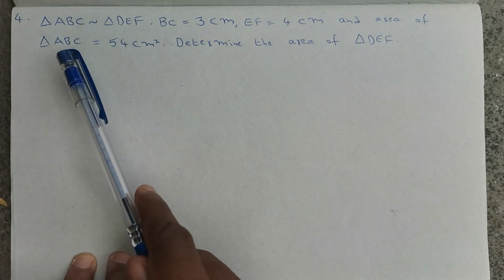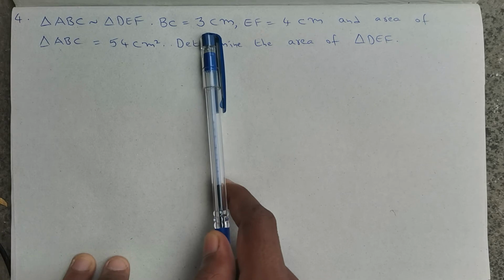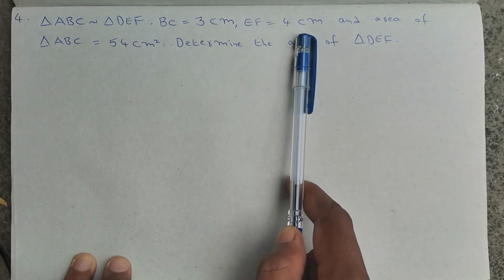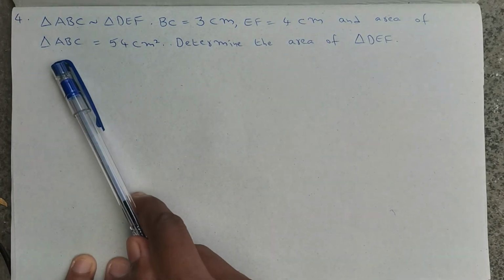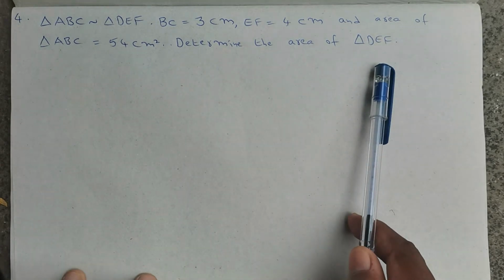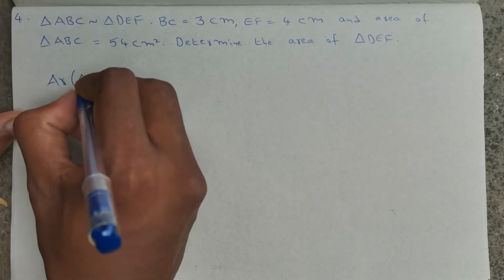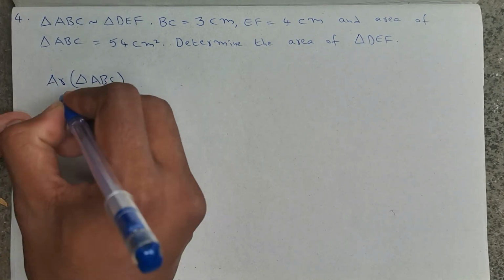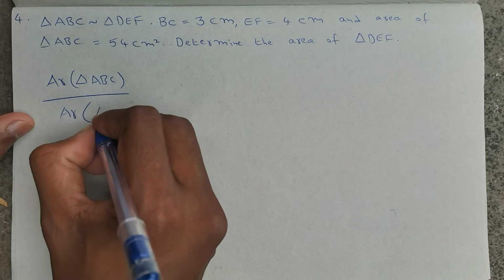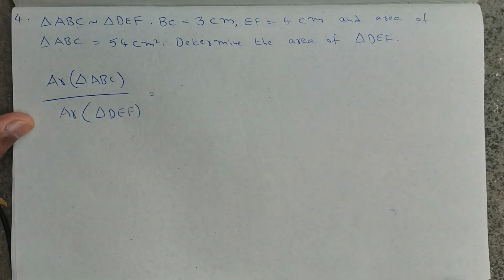Next, question number 4. Triangle ABC is similar to triangle DEF and BC is equal to 3 cm, EF is equal to 4 cm and area of triangle ABC is equal to 54 cm square. Then determine the area of DEF. So, area of triangle ABC divided by area of triangle DEF is equal to the squares of the corresponding sides' ratios.